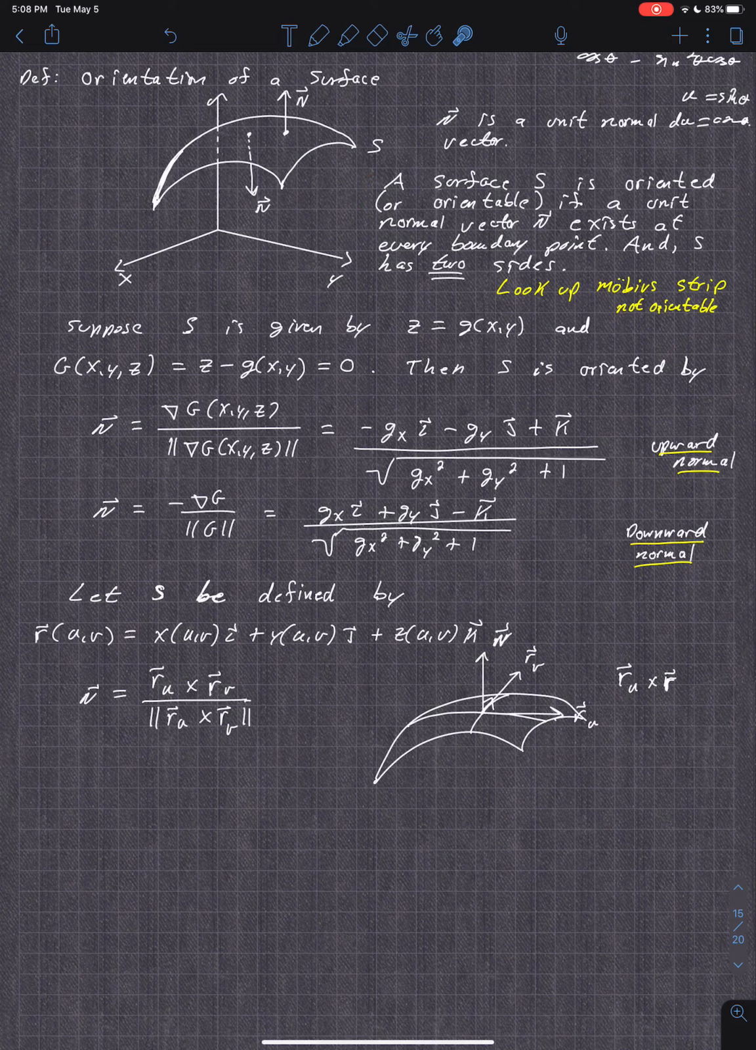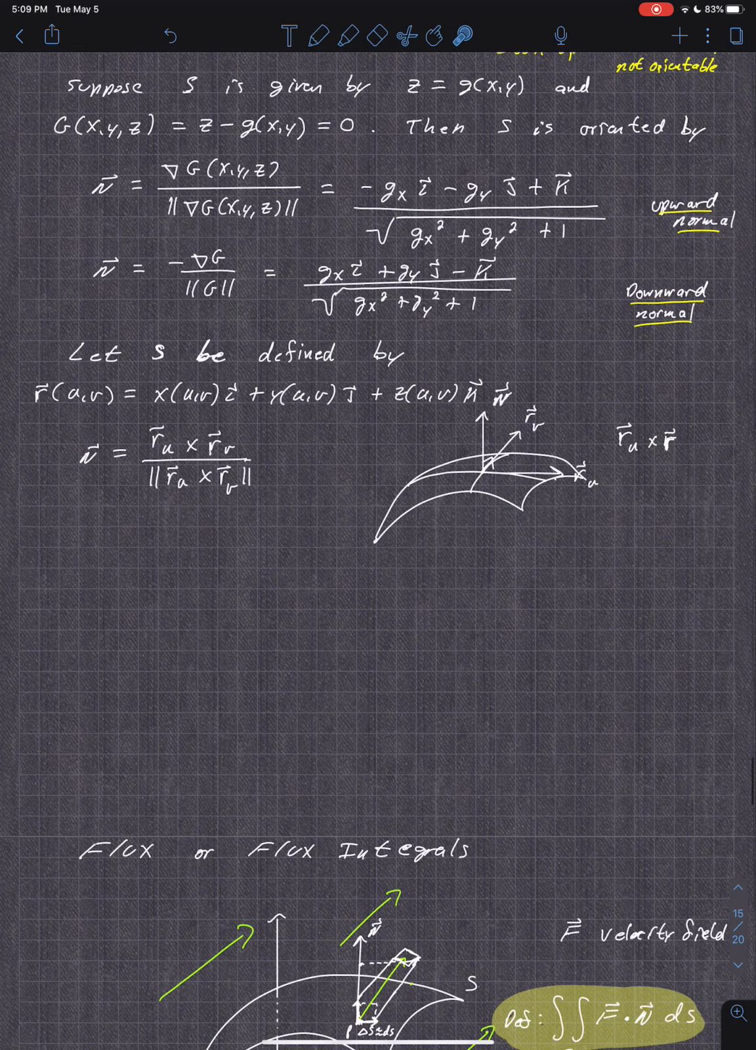Suppose S is given by z equal to g of x, y. Then capital G can be written like this, equal to 0, just set it equal to 0. Then we say S is oriented by N, where you basically take the gradient, which gives you the normal, and then you unitize it, divide by the magnitude. So we'll be using these equations to do an upward normal and downward normal. We don't really need to care much about it when we do them, but that's how they're done.